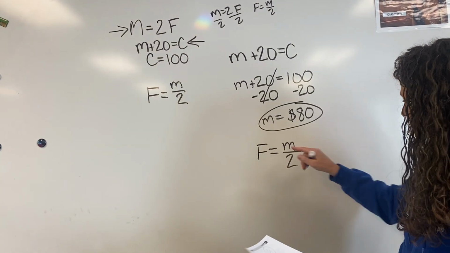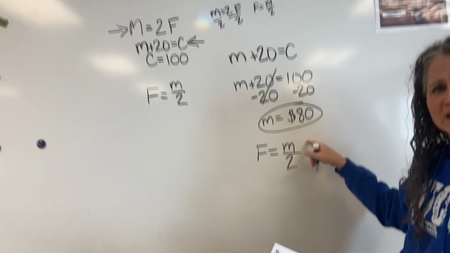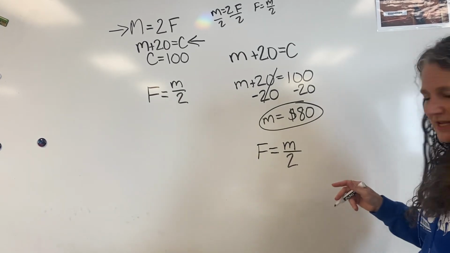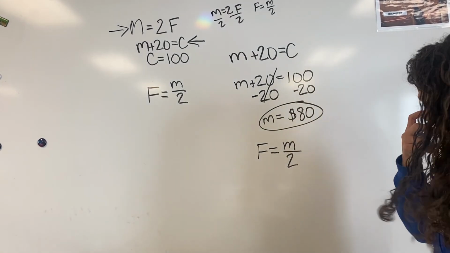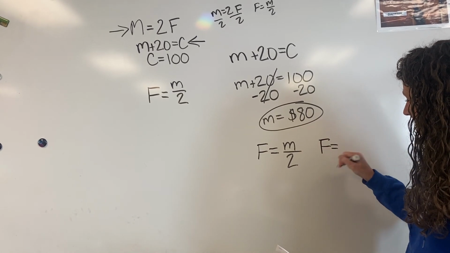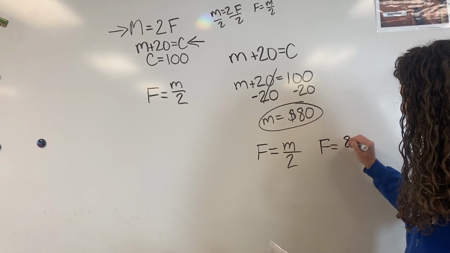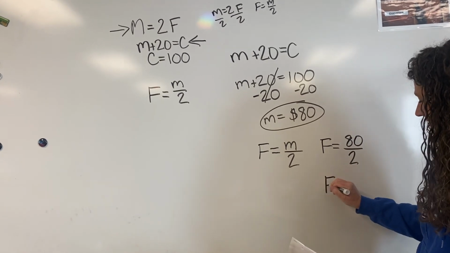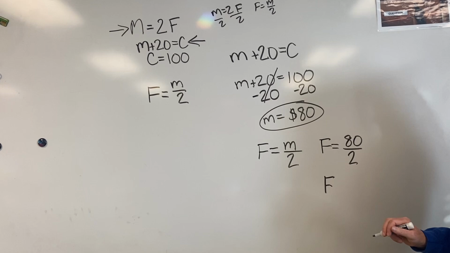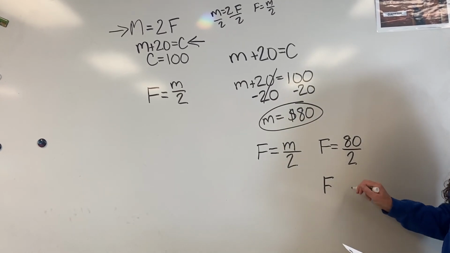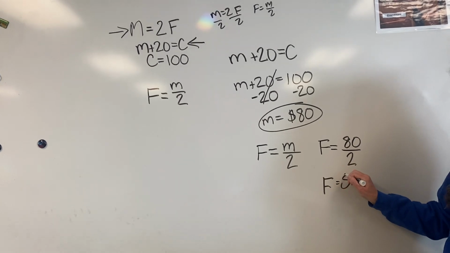Okay, what is M? Well, let's substitute. I'll get the answer one way. Okay, Frank equals, what does M equal, guys? F equals M divided by 2. 80 divided by 2. So how much money does Frank have? 40. Kate, how much money does Frank have? $40. That's pretty good.